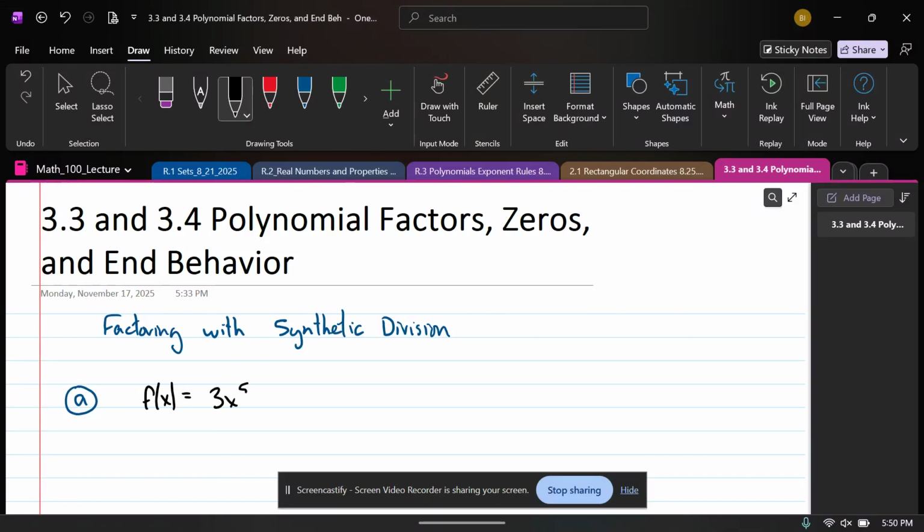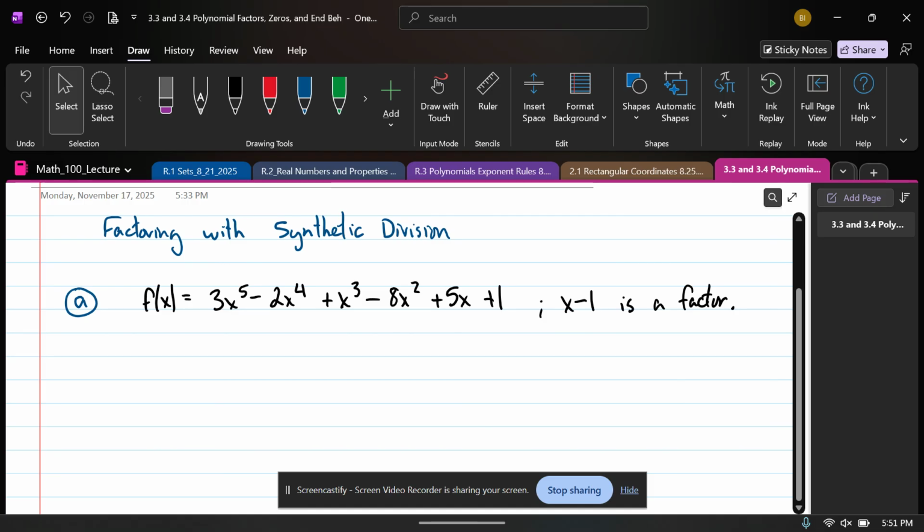So we've got 3x to the 5th minus 2x to the 4th plus x cubed minus 8x squared plus 5x plus 1. And they're going to tell us that x minus 1 is a factor. So they give us this hint that x minus 1 is a factor of that. We kind of did this last week when we were doing synthetic division. We answered the question, is that a factor? In this case, they're telling me it is. So what I want to do is use synthetic division to break that polynomial down a little bit with that x minus 1.